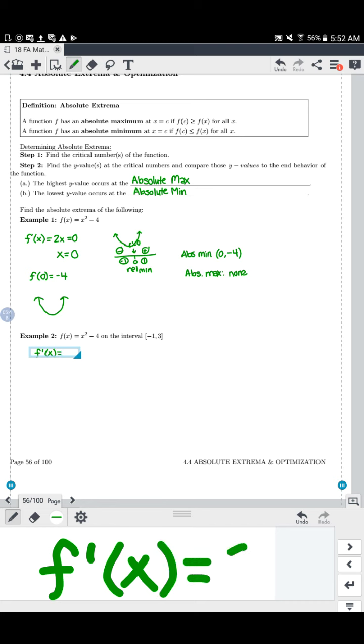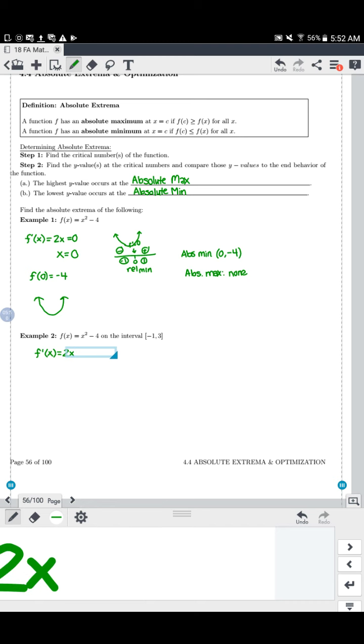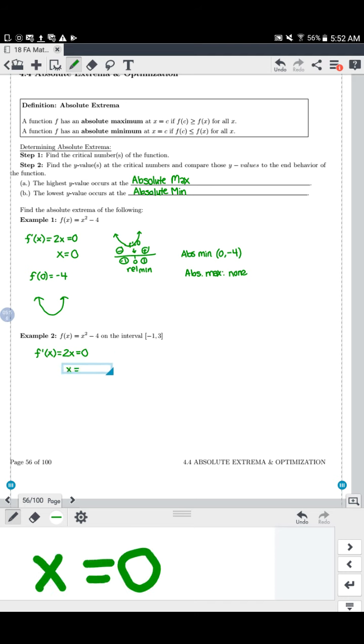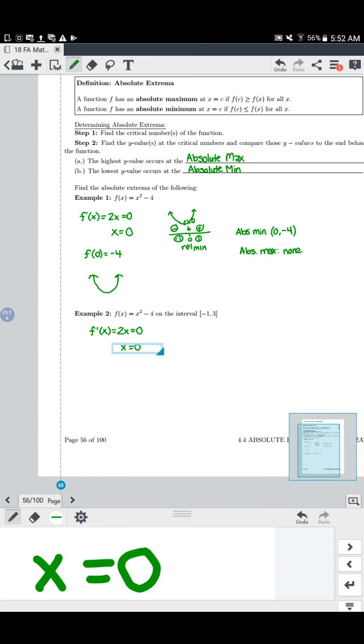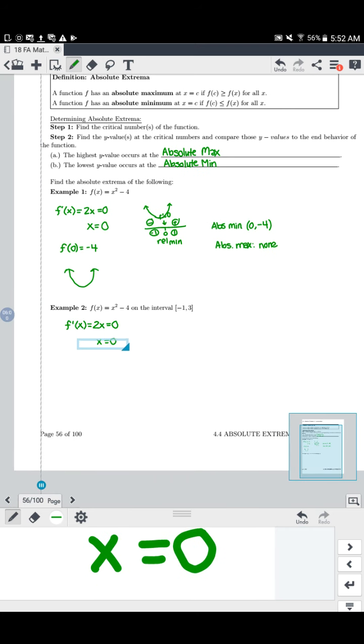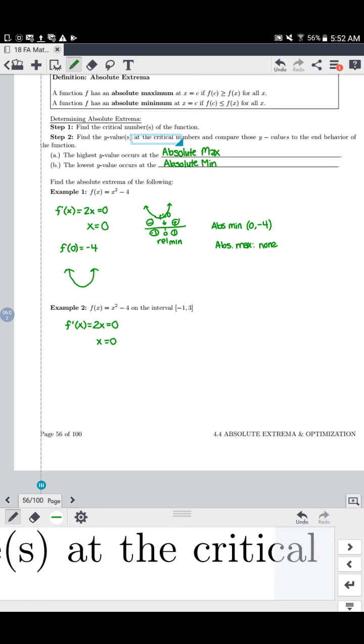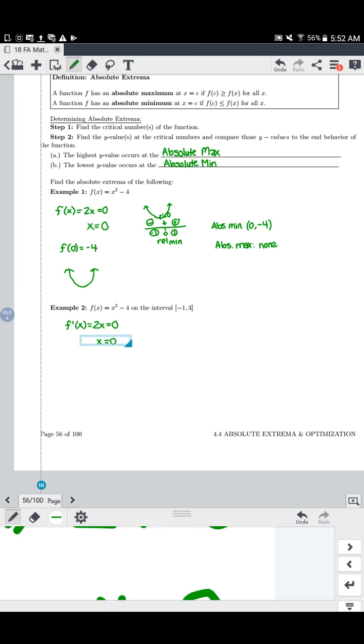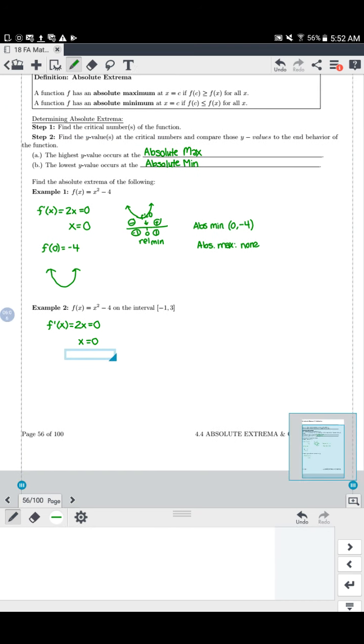So I'm going to take the derivative, set it equal to 0 in my first step. 2x equals 0. My critical number is still at 0. This is the same exact function as above, but now I want to do the two steps that I really am supposed to. Step 2, I'm supposed to just plug in the endpoints to figure out the end behavior. So that's what I'm going to do here.